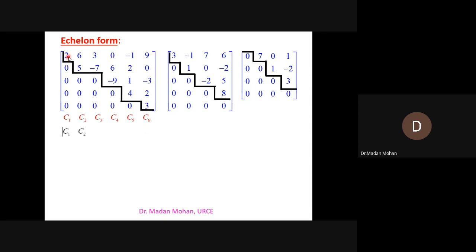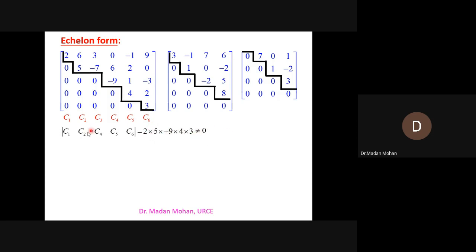Please observe. I am taking C1, C2, not C3, C4, C5. Now it forms a square matrix. Its determinant is nonzero because now it is a triangular matrix. You have 5 rows, 5 columns. Its determinant is 2 into 5 into -9 into 4 into 3. Product of non-zero elements, which is non-zero, not equal to 0.